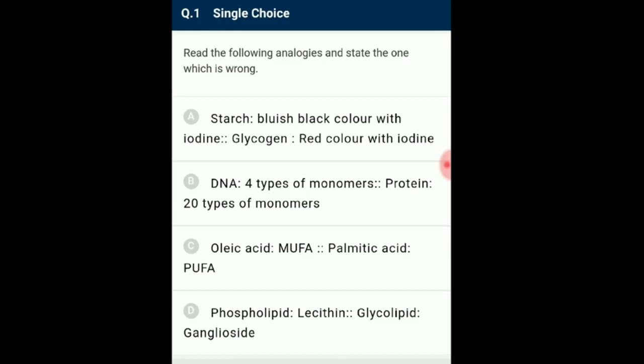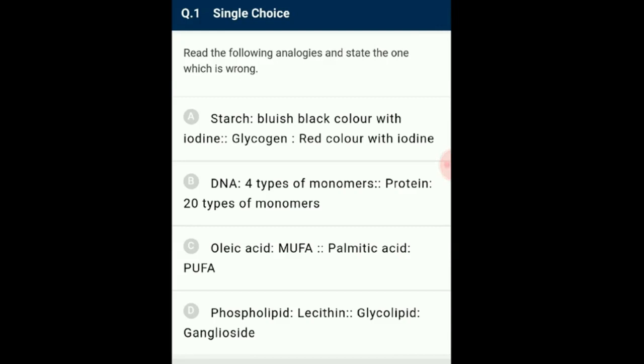DNA is made up of many nucleotides, that is monomers, which consist of phosphate, a pentose sugar, and 4 types of nitrogenous bases. Thus, DNA consists of 4 types of monomers, while macromolecule protein consists of 20 different types of amino acids, out of which 10 are essential and the remaining 10 are non-essential.